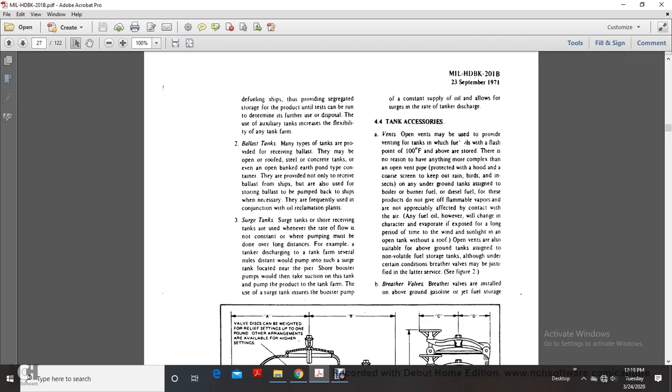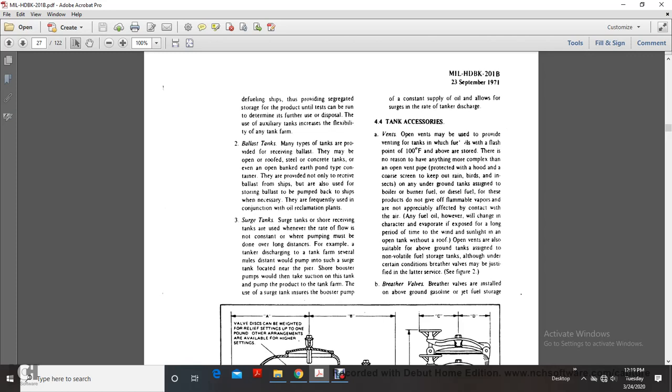Alright, 4.4, tank accessories. Vents. Open vents may be used to provide venting of tanks storing fuel oil with a flash point of 100 degrees Fahrenheit or above, but there is no reason for anything more complex than the open vent pipe protected with a hood or screen to keep out the rain, birds, and insects, as with any other ground tank storing boiler burner fuel or diesel fuel.